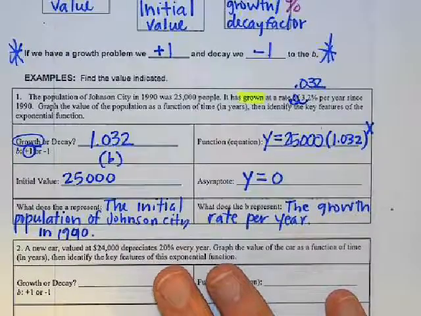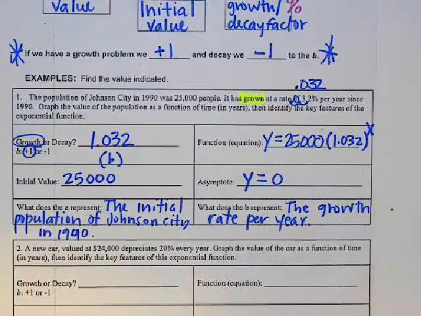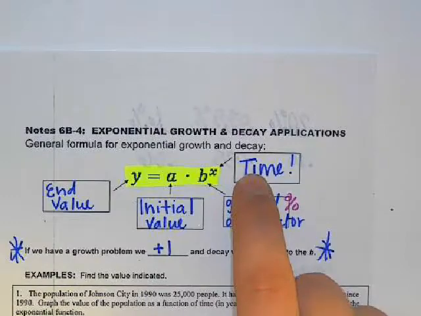Okay. What if it said, what's the population after 5 years? What would you do? Plug a 5 where? The X, because X represents what? Time. Okay. All right, number 2.